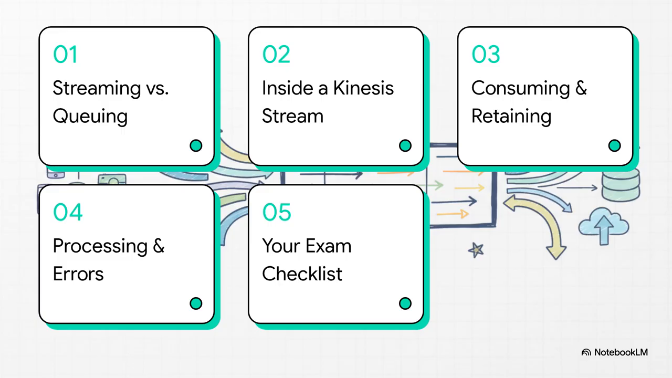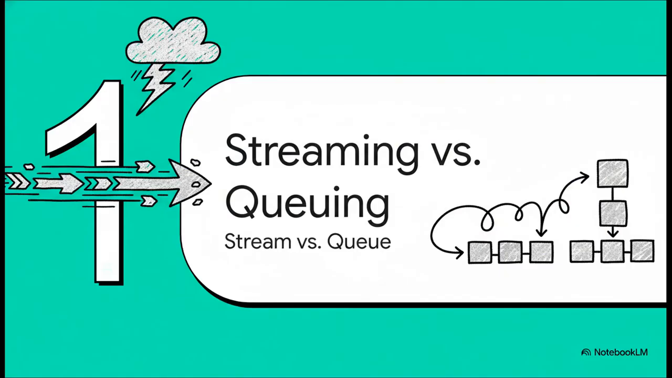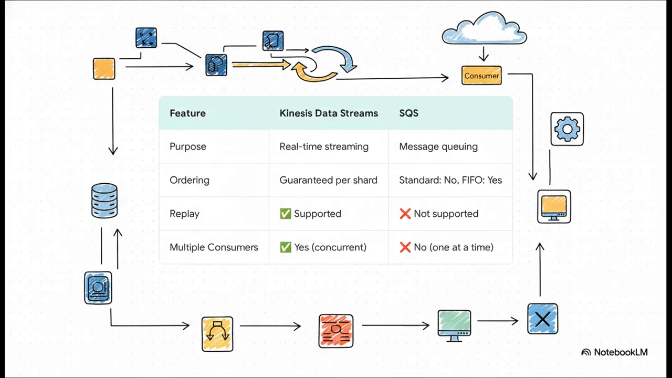Let's do this. First up, let's clear up one of the most common points of confusion. When on earth do you use Kinesis, and when would you reach for something like SQS? I mean, they both move data around, right? Well, yes, but they're built for completely different worlds. Just look at this table. The differences are night and day.